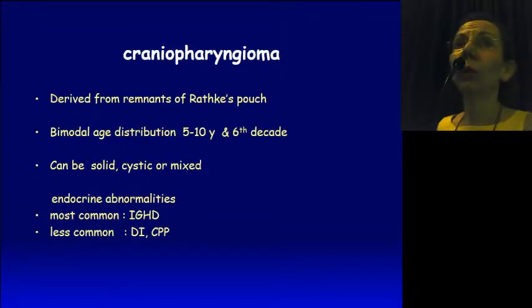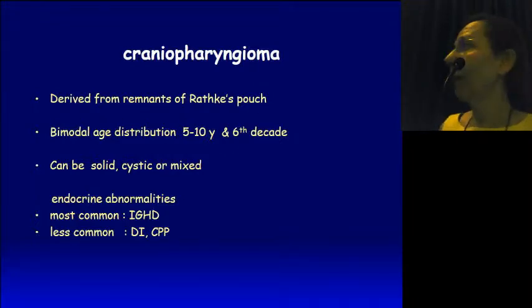Craniopharyngiomas are tumors that present two age peaks, one at the age of 5 to 10, and then at the 6th decade. There is a difference between the craniopharyngiomas in children compared to adult patients, because what we see in childhood is the adamantinous type.